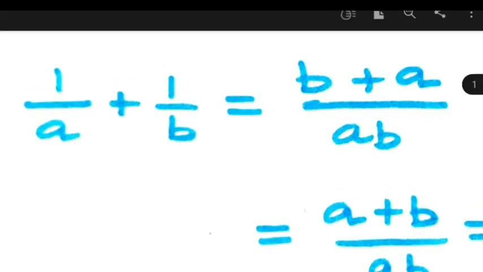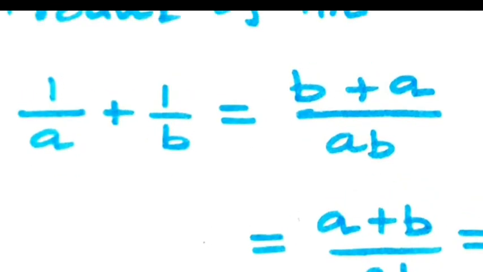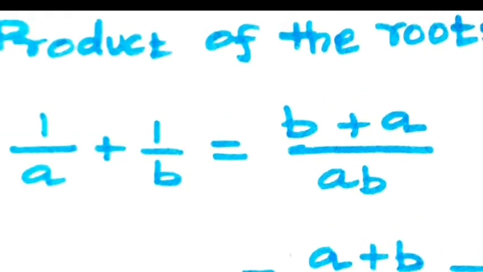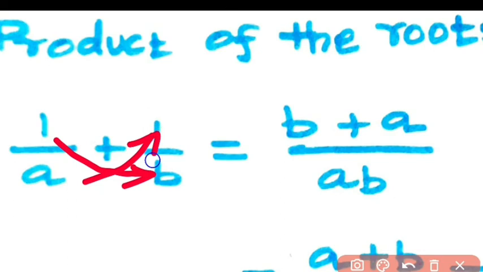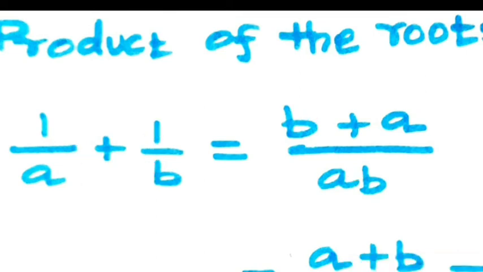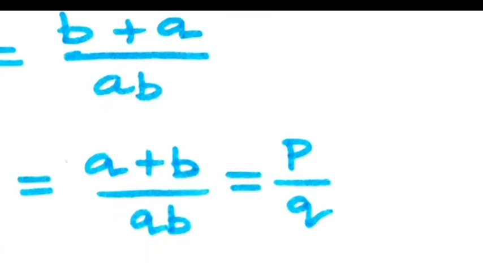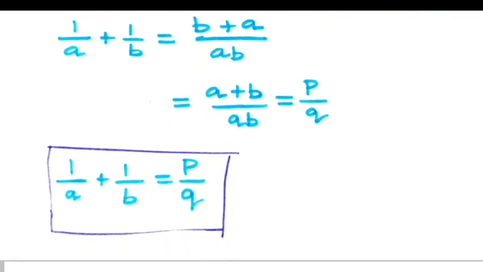Okay, so here we are going to find 1 by a plus 1 by b. Here I do the cross multiplication: 1 into b, 1 into a, by a into b. Next, we rewrite b plus a as a plus b, divided by ab. We know that the a plus b value is p and the a into b value is q. This is a very important 2 mark question. 1 by a plus 1 by b value is p by q.